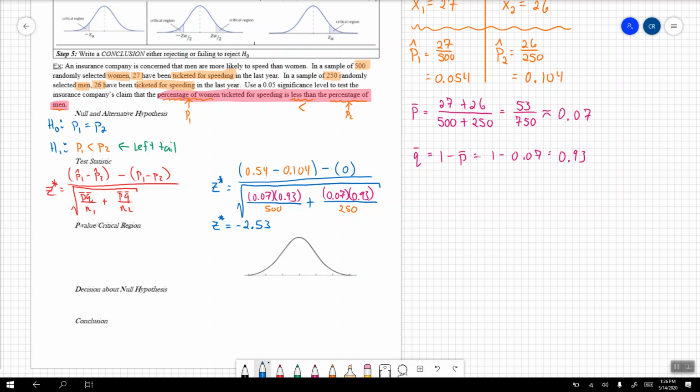So what I'm going to do with the critical region here is start extracting what is my critical value. So the first thing that I want to do here is find the critical value.